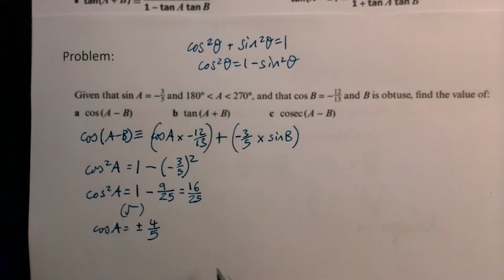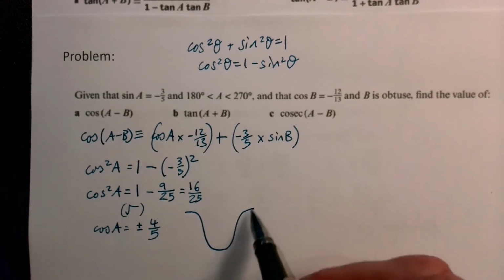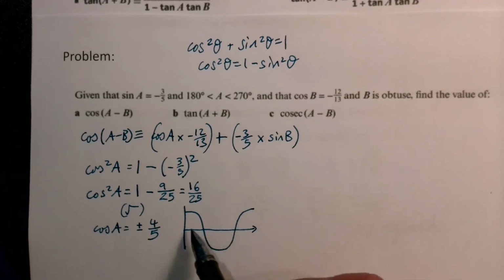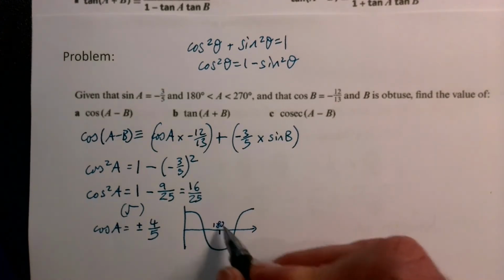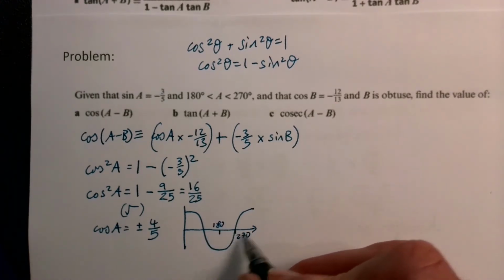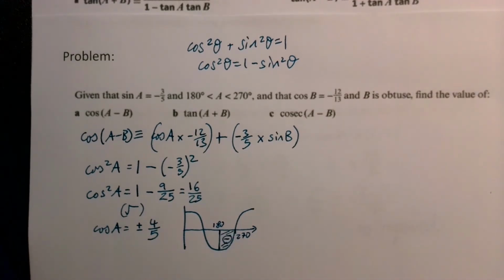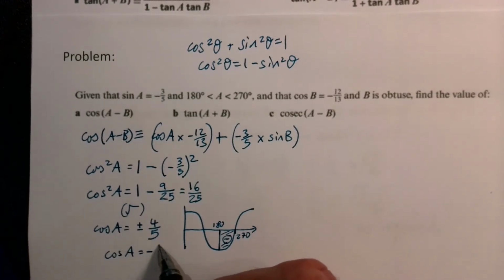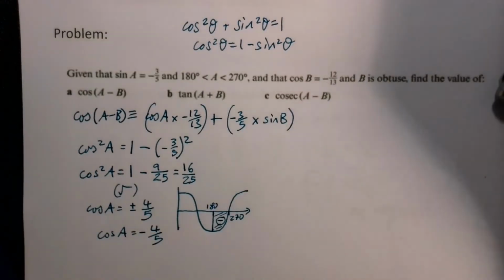So I know I'm dealing with cos, so I'm going to just make a tiny sketch of the cosine curve, and I don't want it all the way from 0 to 360 like I've drawn it. I just need it from 180, which is there, to 270, which is there. So that whole region is negative. So for that reason, I know that cos A must be negative 4/5.